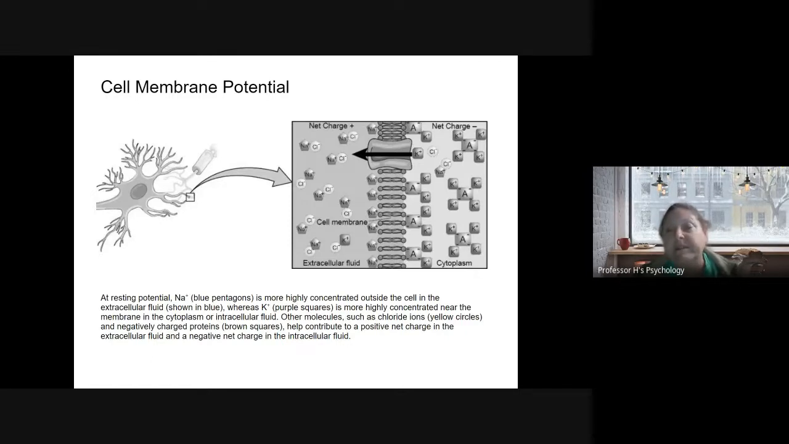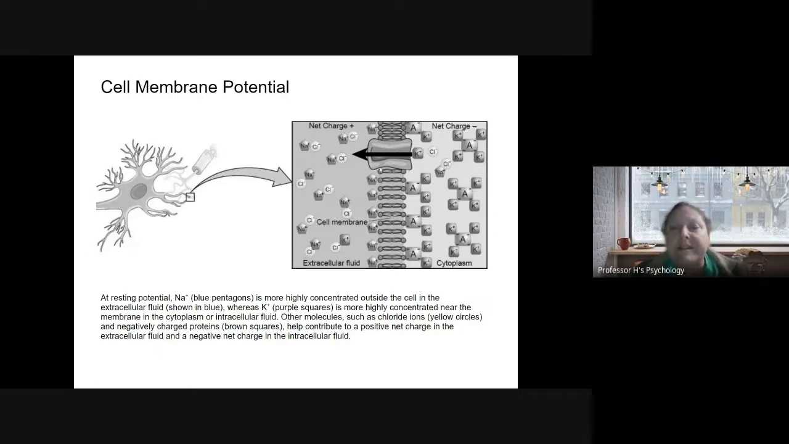When it becomes positive enough to a charge of about negative 55, so it goes from negative 70 to negative 55, that's the point when that cell can fire its signal down that axon. That's the point when that action potential can occur.